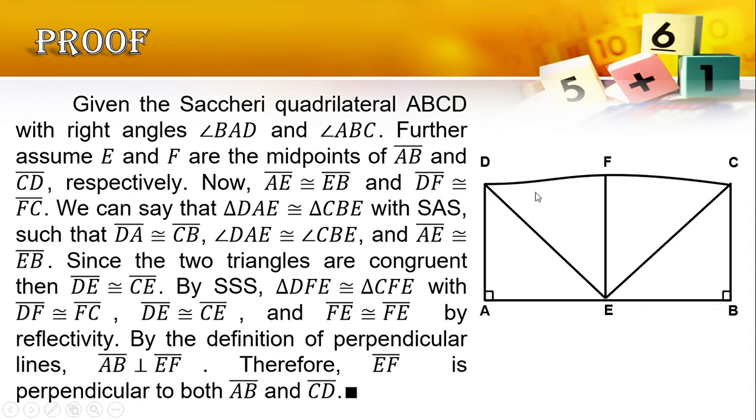Then line DE is congruent to line CE because of CPCTC again, corresponding parts of congruent triangles are congruent, and FE is congruent to itself by reflexivity. So by the definition of perpendicular lines, AB is perpendicular to EF. Line AB is perpendicular to line EF. Therefore, line EF is perpendicular to both line AB and line CD.